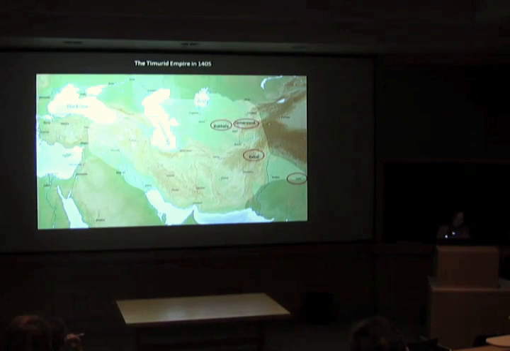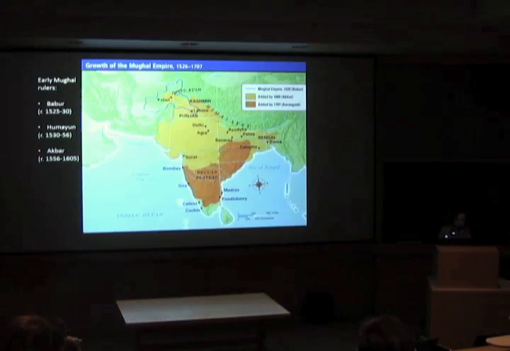present-day Afghanistan, Pakistan, and India, claiming these territories to be part of his rightful Timurid inheritance. And by 1526, Babur established himself in Delhi and Agra after the Battle of Panipat, and this is the date usually that scholars consider the beginning of the Mughal dynasty.